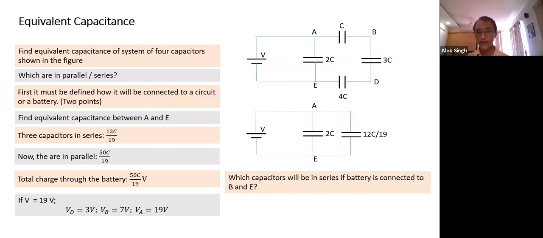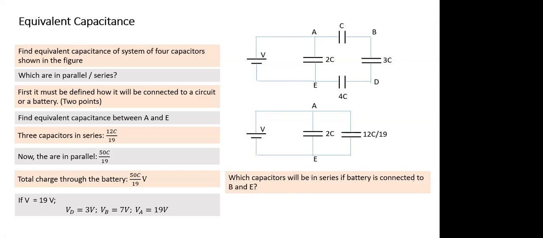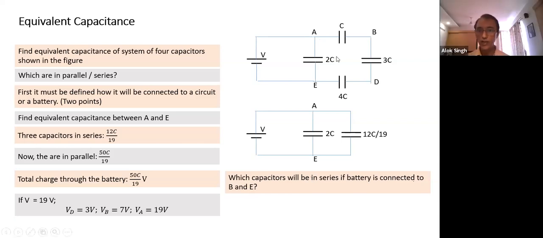Which two are in parallel, you tell me how. Let's look at this. Is the potential at E and potential at B the same? No, sir. So when I look at C and 2C, one end is connected to point A.